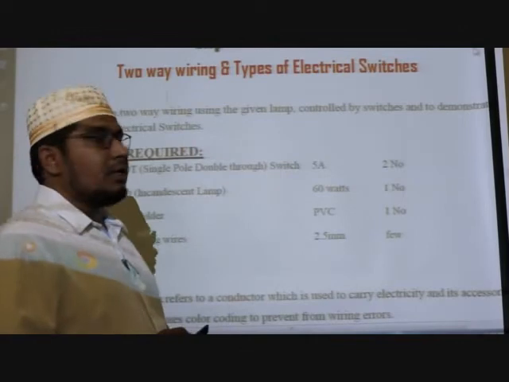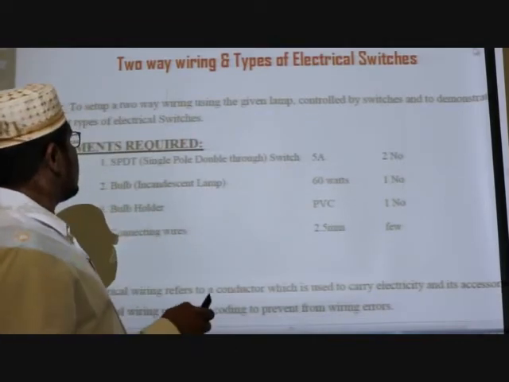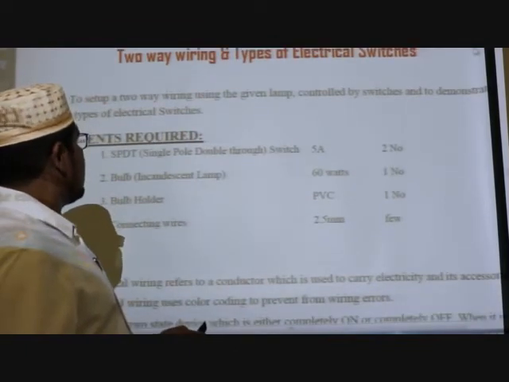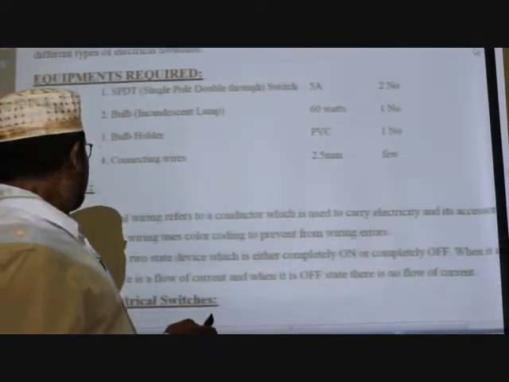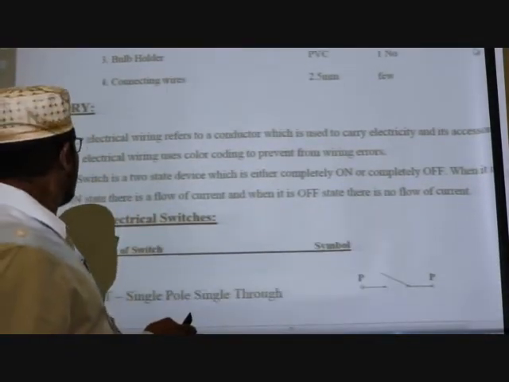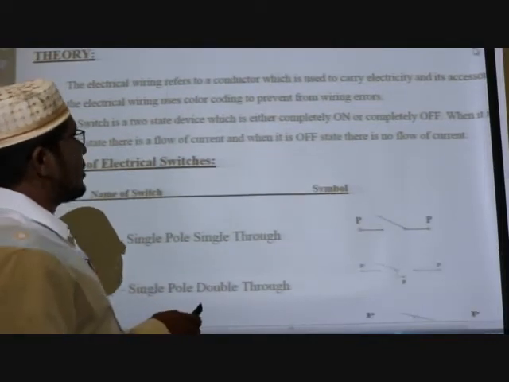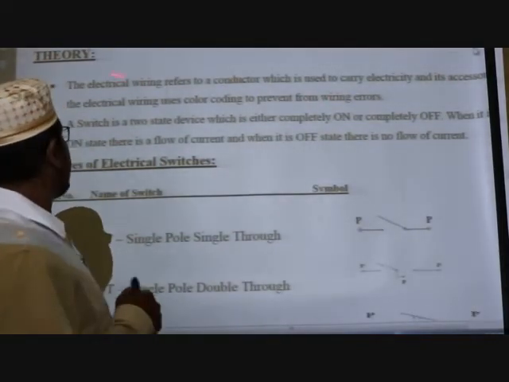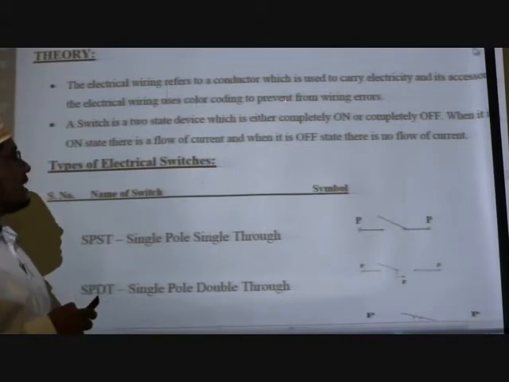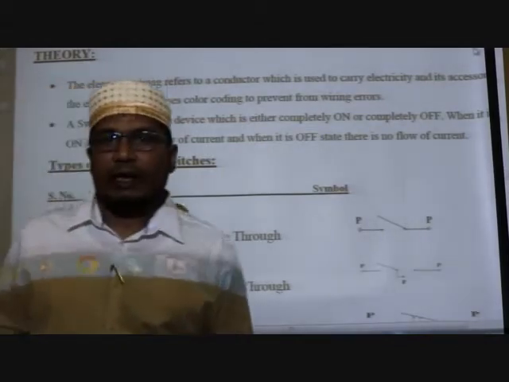Now, before the practical part, let's do what we have in the theory. In the theory, electrical wiring refers to a conductor which is used to carry electricity and its accessories. Electrical wiring uses color coding to prevent wiring errors.